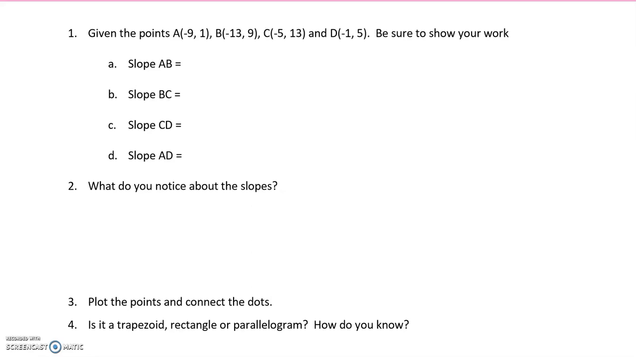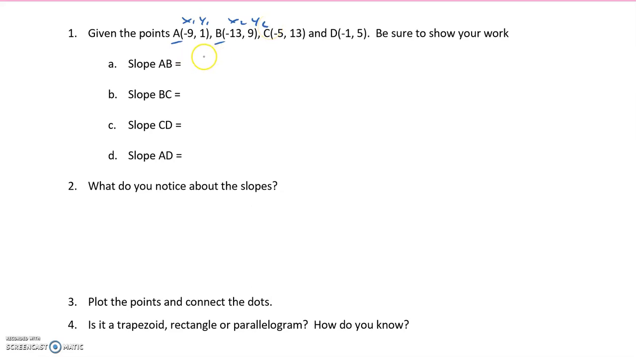Okay, so here we have a scenario where we have 4 points that have been given to us, A, B, C, and D, 4 coordinates. We're just going to start with finding the slopes of these 4 line segments: AB, BC, CD, and AD. So I'm going to start with AB, so there's my A, there's my B. I'm going to find the slope of AB, and of course, this is x1, y1, x2, y2, and we're going to find the slope of those lines.